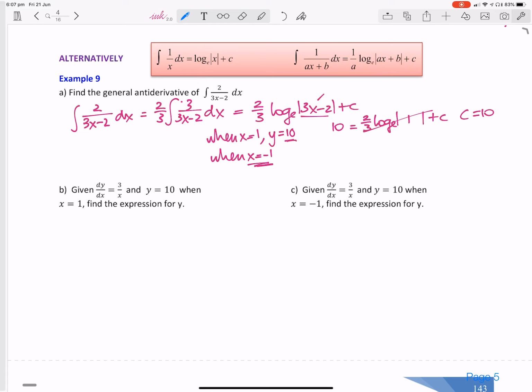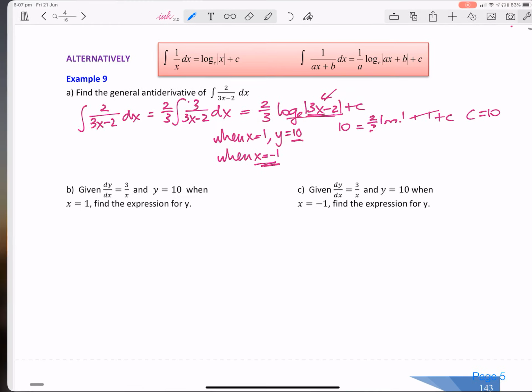Because if we put negative 1 into that, we would end up with negative 5, and log of 5 is not 0, like log of 1 is 0. So if we put a negative 1 into that, we'd get negative 5. The magnitude of negative 5 is log e of 5. Yeah, that makes sense as well.